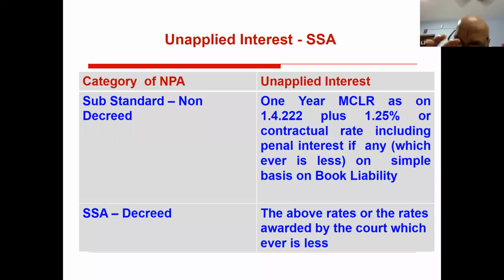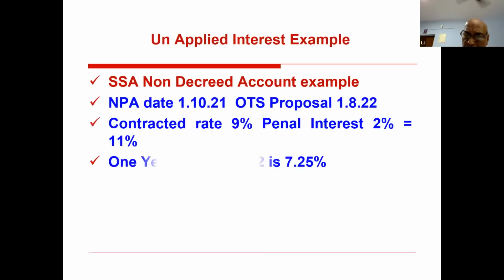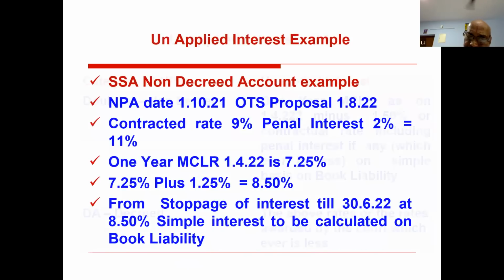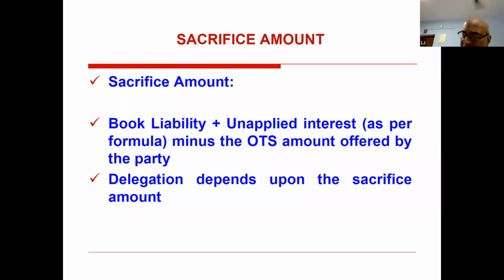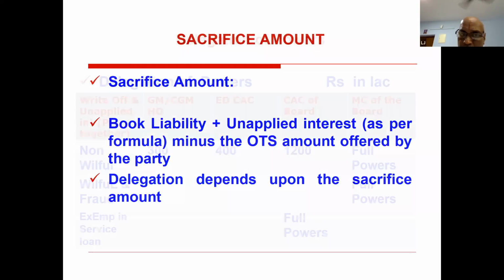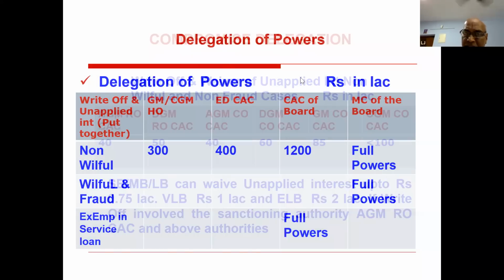So even though in case number 1 there is not going to be any sacrifice, this proposal also is to be placed to minimum RO AGM CAC. Whether any sacrifice is there or not, the proposal should go to a circle RO. It should not be placed at the branch level; the branch cannot sanction. So we are coming back to the earlier slide. I explained to you what sacrifice is. Delegation depends upon the sacrifice amount. So to whom the proposal is to be placed, let us start with.